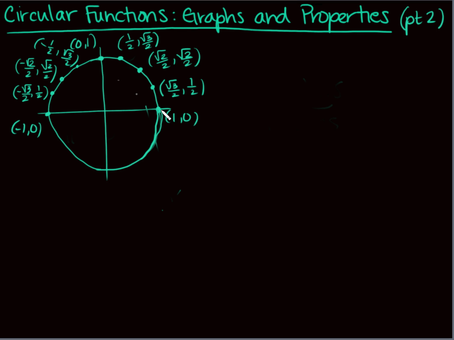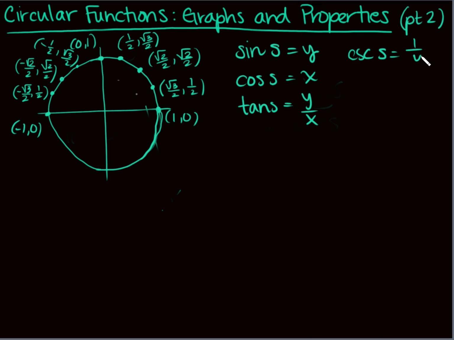And of course, what do we know now? We know that if I take the sine of some real number, and we're going to keep thinking of it as angles, but some real number s, that's just going to be my y coordinate. Cosine of s is just going to be my x coordinate, and tangent of s is y over x. And then don't forget cosecant of s is 1 over y. Secant of s will be 1 over x. And cotangent of s is x over y.